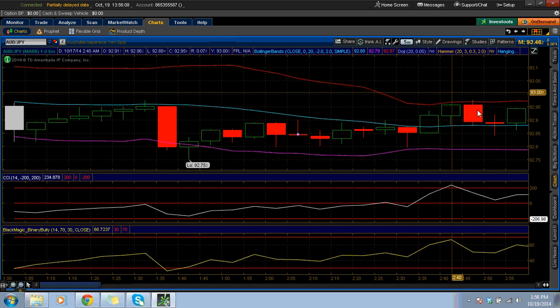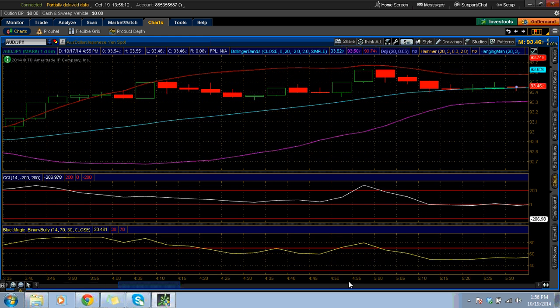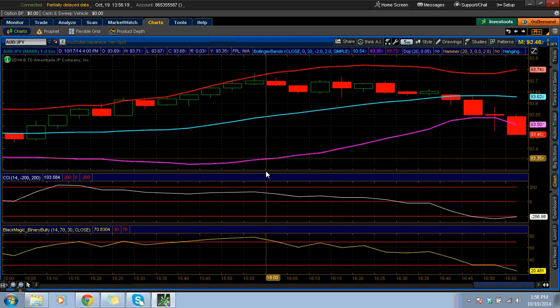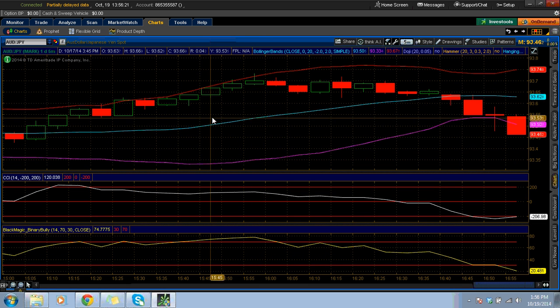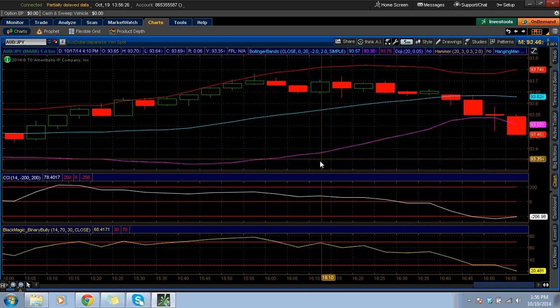But those are the things to watch for with the Black Magic. It's a very easy strategy. Anyone can do it as long as you really, really follow the trend and stay away from that crazy expansion. Stay away from those uptrends. It's not something to trade on, okay?